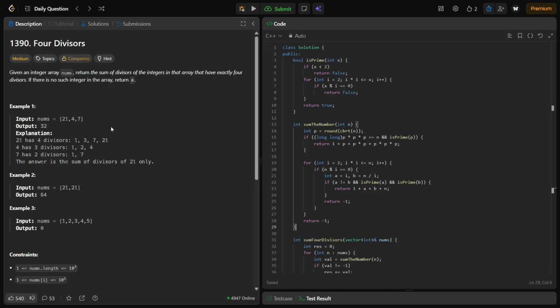This is the question. The question is pretty straightforward. For a number with exactly 4 divisors, we need to sum all the divisors and return the sum. And we need to do it for every element in the array, and return the sum of all the sums. I hope the question is clear to you all.